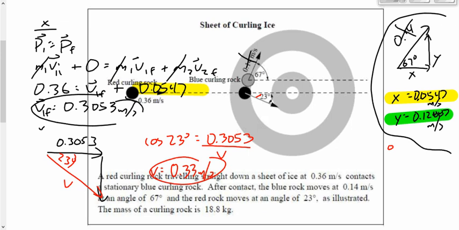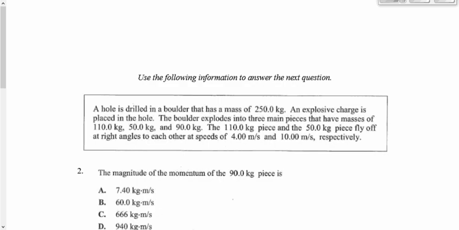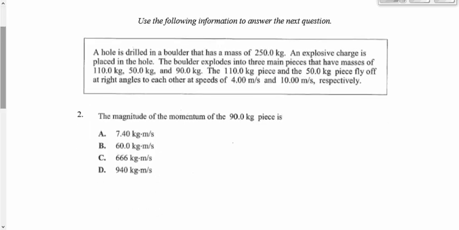Next question is multiple choice number 2. So the hole is drilled in a boulder that has a mass of 250 kilograms. Explosive charge placed in the hole. The boulder explodes into 3 pieces, 90 degrees, right angles to each other. What's the magnitude of the momentum of the 90 kilogram piece? Our problem with this one is that we're not told which way these pieces go.